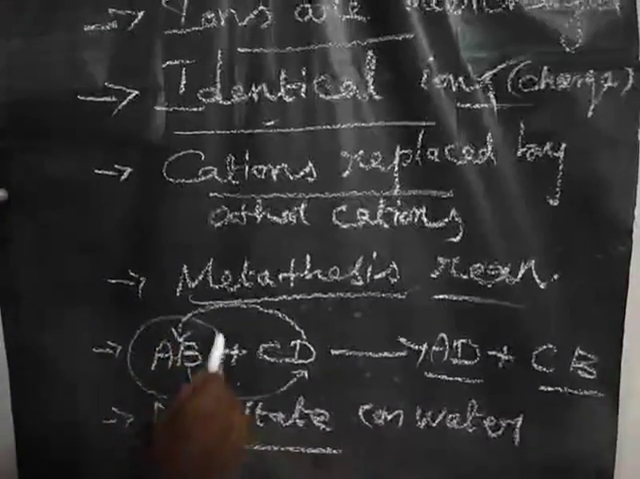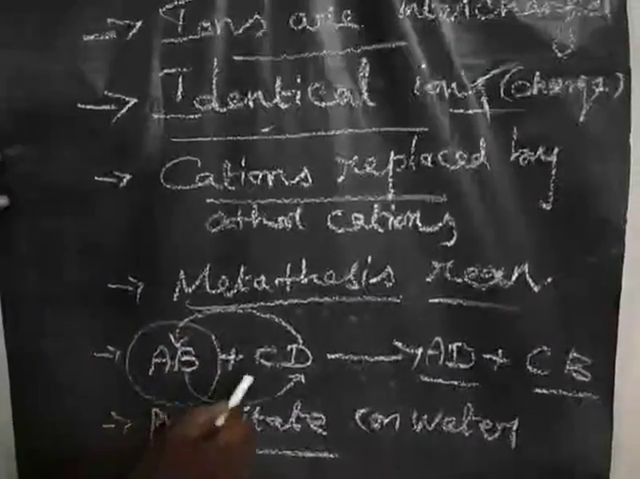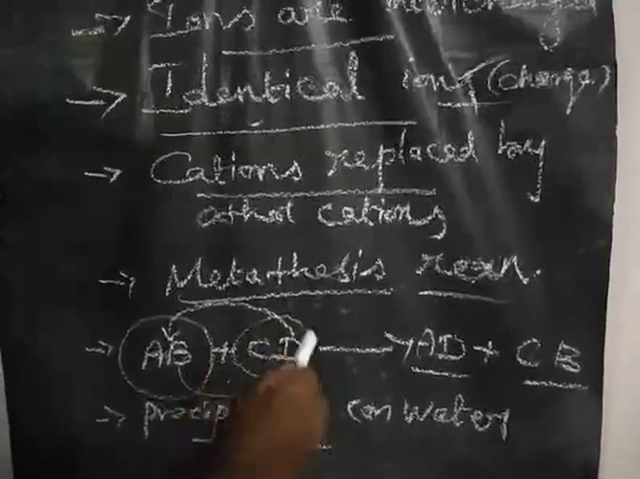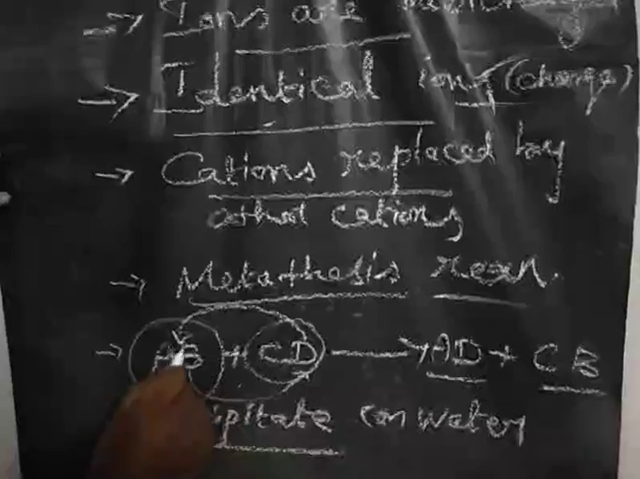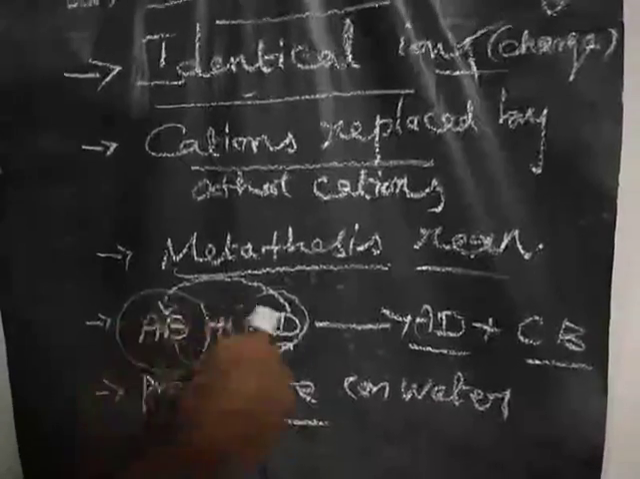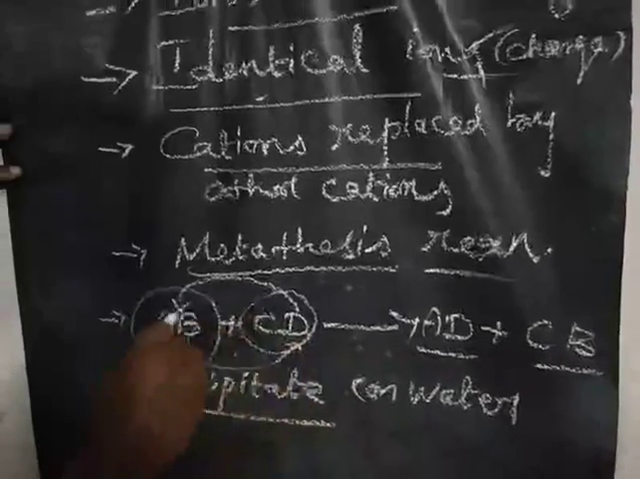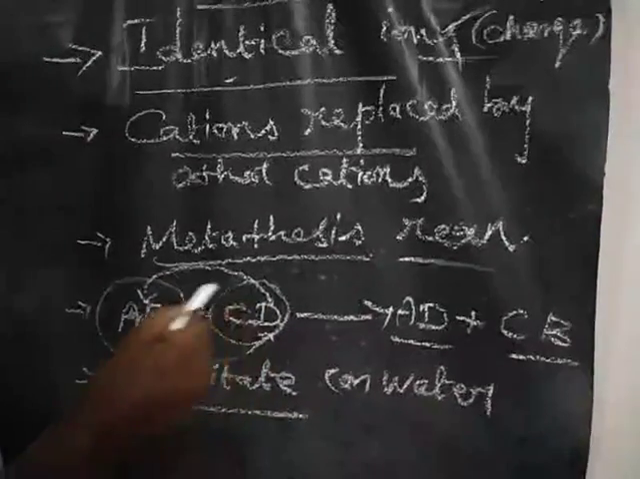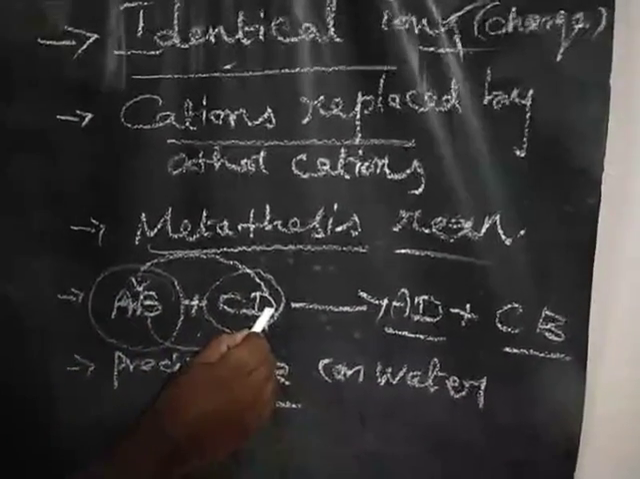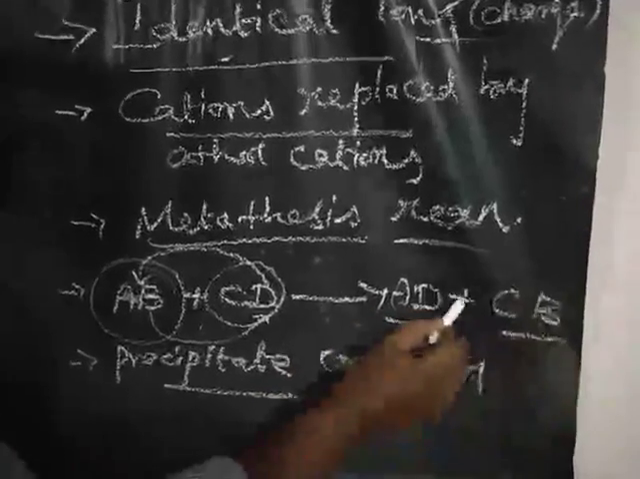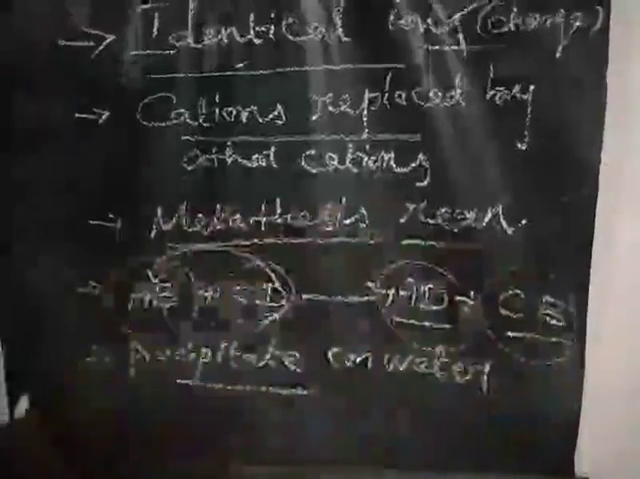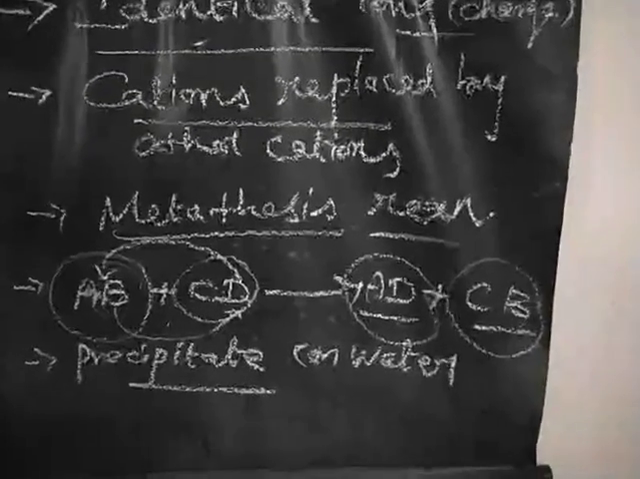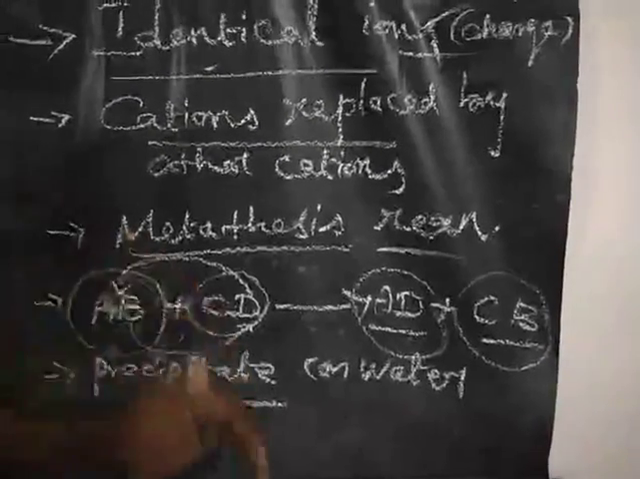What is the systematic representation of double displacement reactions? When two compounds react with each other, the ions are interchanged. Why is it called a compound? Because different types of elements are present. So B is replaced by D, giving AD plus CB.